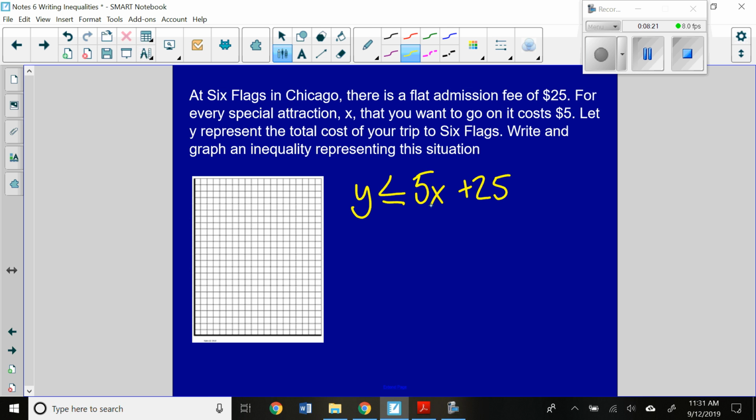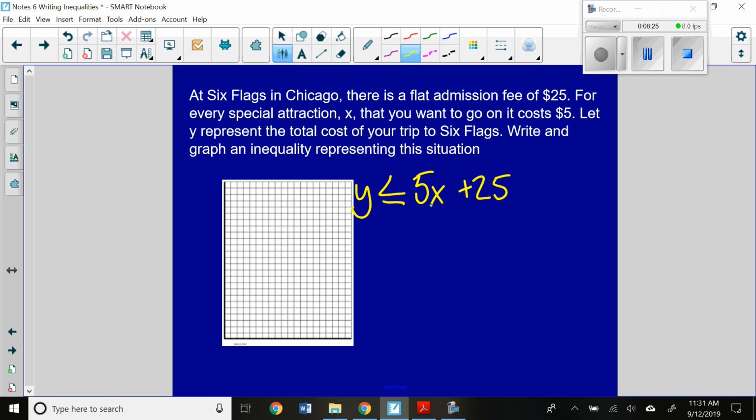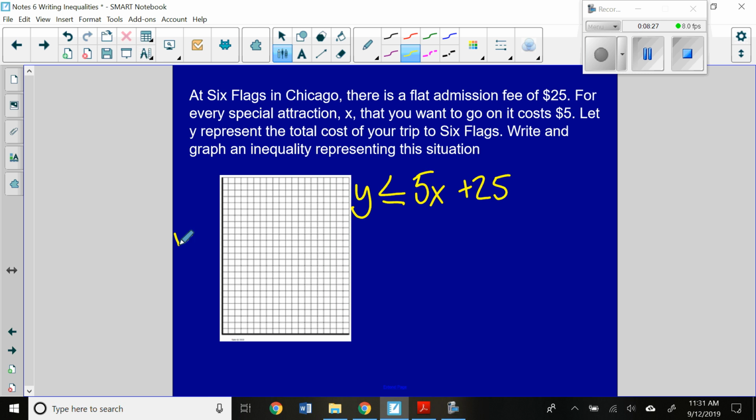If we go up by, let's say my y-axis is going to be my total cost, and my x is my number of special attractions. Okay, so on the bottom, I'm just going up by ones for every line. So 1, 2, 3, 4. I'm going to mark 5, and I'm going to mark 10. And then on the side, I'm actually going to go up by 5s. No, maybe I can go up by 1s.